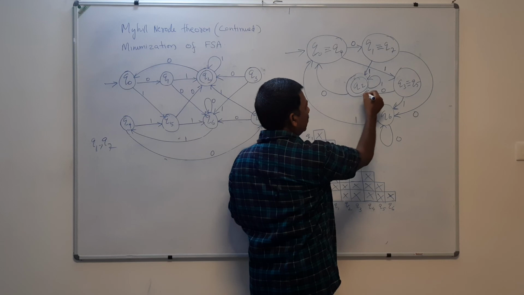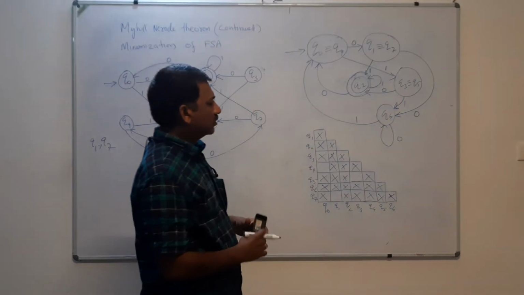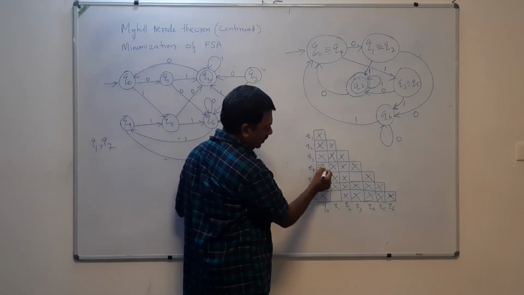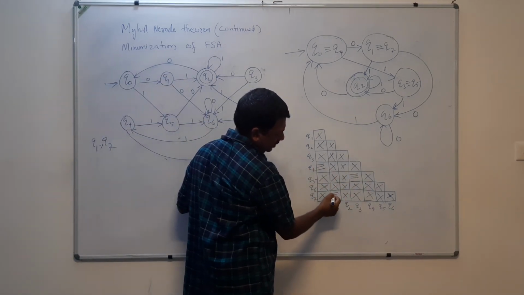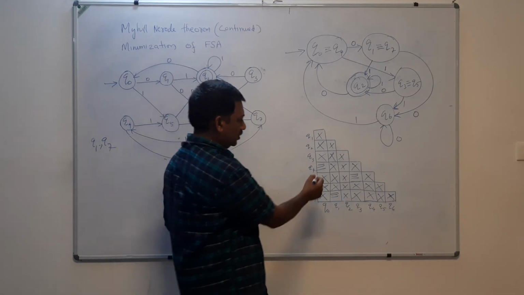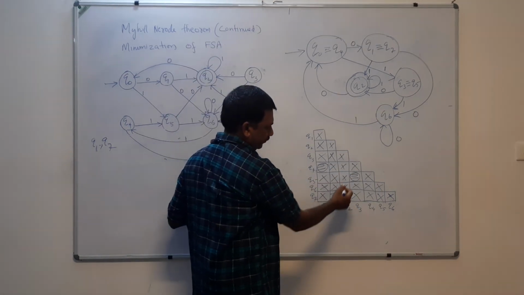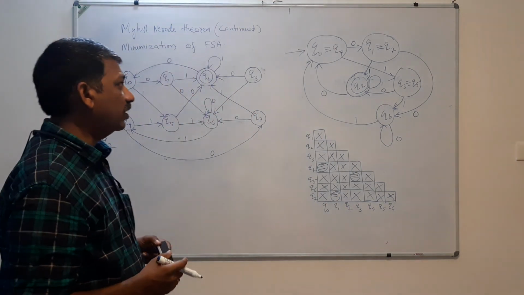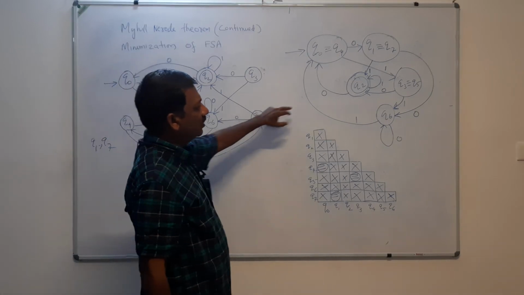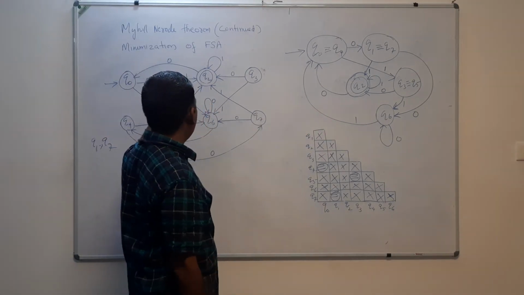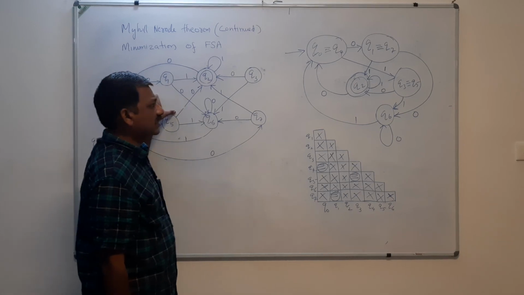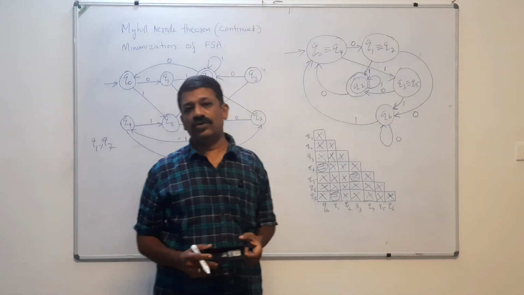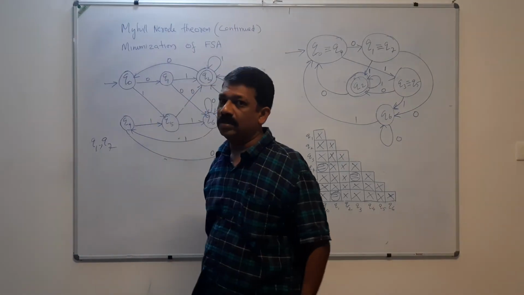Using this tabular method, this is equivalent, this is equivalent, and this is equivalent. These are the equivalency points. In this way, you can find out equivalent states, and using equivalent states, you can minimize the number of states. Here we have 8 states, and that is reduced to 5. That means this is the minimum state finite automaton equivalent to this.